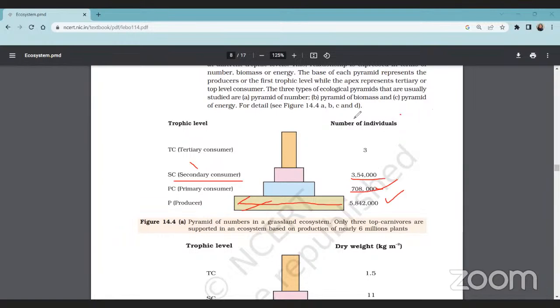If we take the number of individuals in the trophic levels, the pyramid looks like this. The producers are more in number, and then the primary consumers, secondary consumers, and tertiary consumers. This is the pyramid of numbers in a grassland ecosystem. Here only 3 top carnivores are supported, based on the production of nearly 60 million plants.